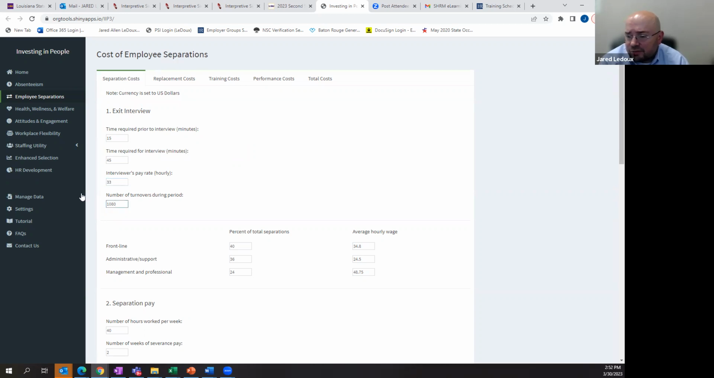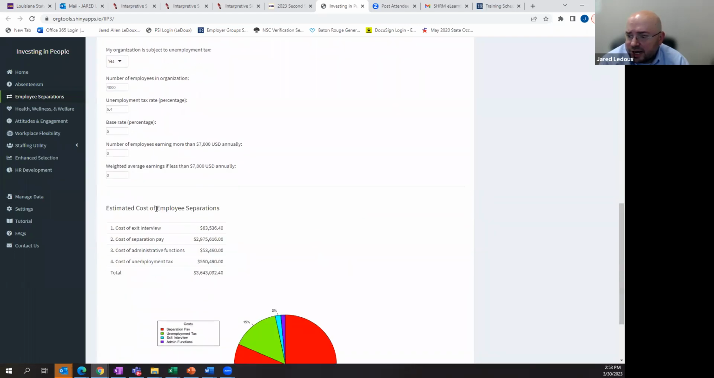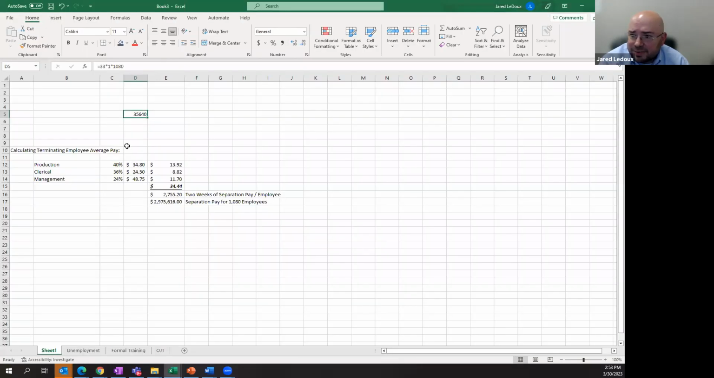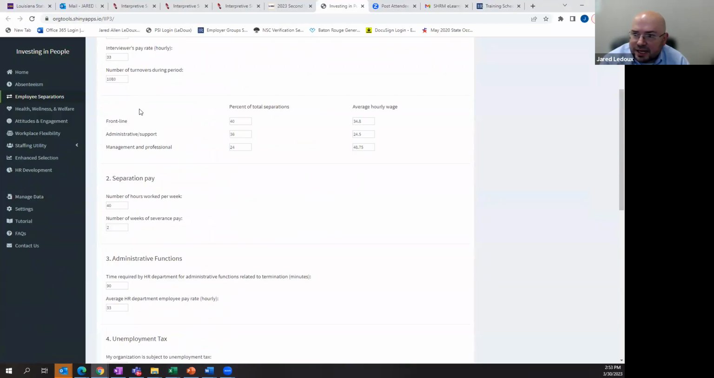And there's a total of 1,080 turnovers during this period. Now, look, if there is a bonus point available to any student who can tell me why this number changes down here, this cost of exit interview, as I showed you on my calculator, which is Excel, usually a pretty accurate calculator, I'm coming up with 35,640.